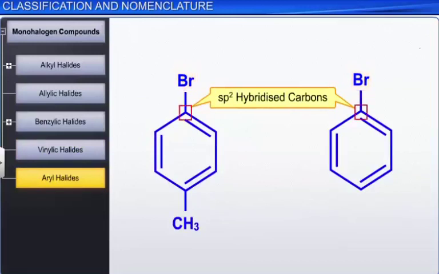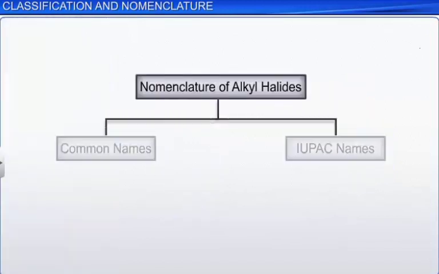Learning the proper nomenclature of organic molecules is very important, and it takes a lot of practice. Many compounds have common names as well as systematic IUPAC names. The common names of alkyl chlorides can be found by giving the name of the alkyl group followed by the halide. In the IUPAC nomenclature system, they are named as halo-substituted hydrocarbons.